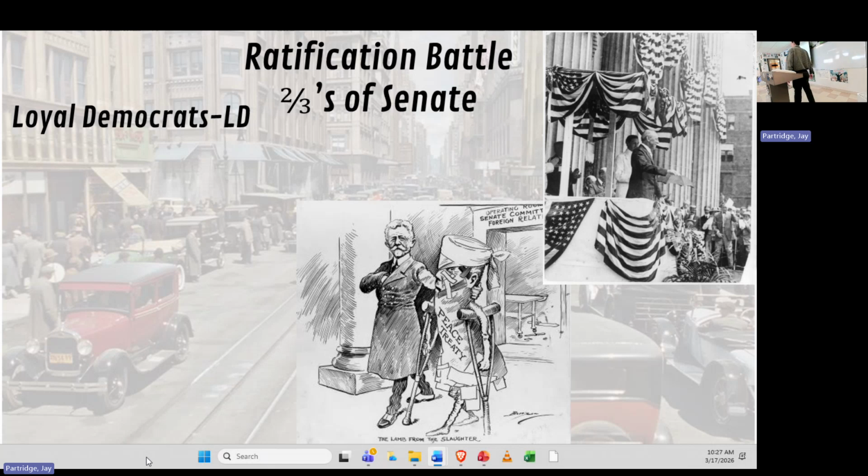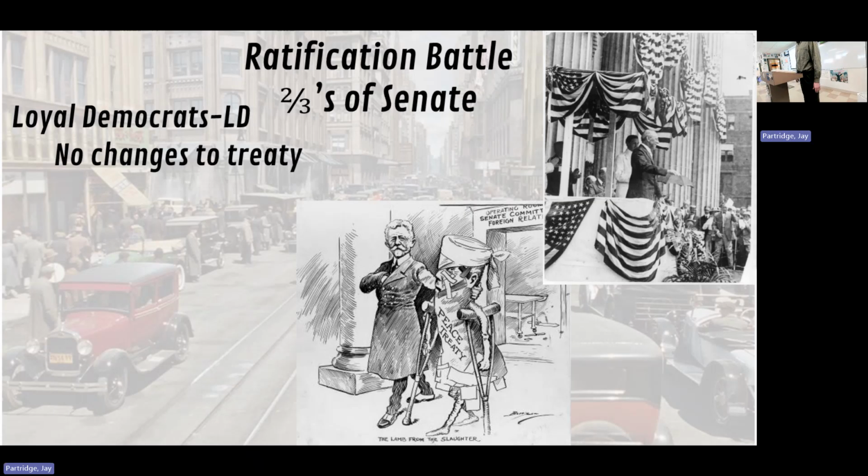The first one is loyal Democrats. And they are Democrats committed to the president's treaty. And Wilson decided, once he got home, that despite all the problems with the treaty, it was the best treaty we're ever going to get. It is the treaty that guarantees peace and therefore it cannot be changed. And so they are going to say no changes to the treaty. Absolutely none.